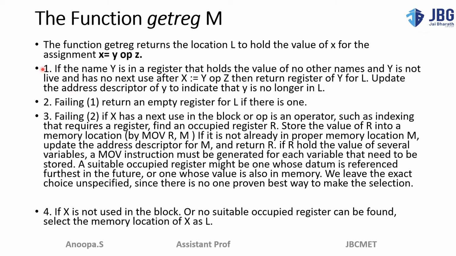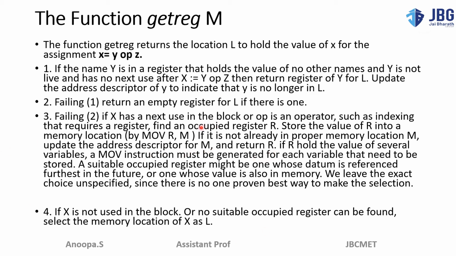Failing that, if we do not do this, return an empty register for L if there is one. Failing that, if x has a next use in the block, or op is an operator such as indexing that requires a register, find an occupied register R. Store the value of R into a memory location M, if it is not already in the proper memory location, update the address descriptor for M and return R.